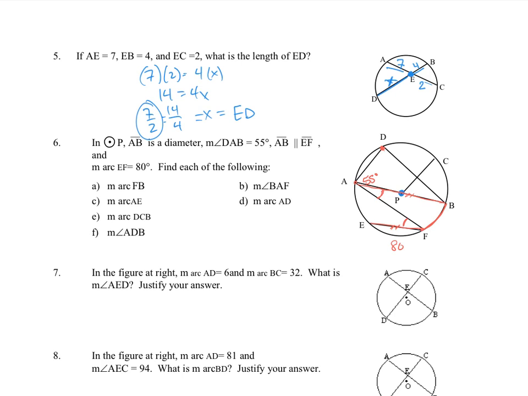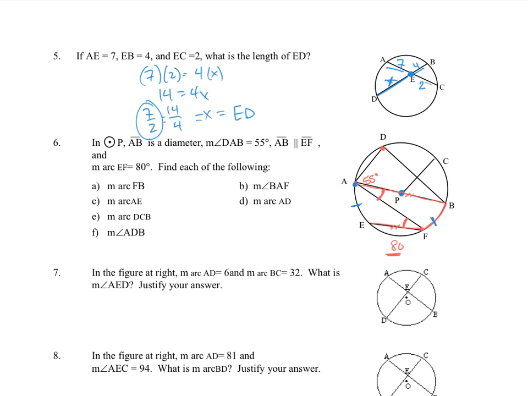Well, if EF is 80, since this is 80, as we said, these are alternate interior angles because these two lines right here are parallel. Since these two are parallel, these angles are congruent, which means these arcs will be congruent, which means arc AE and arc BF are the same.